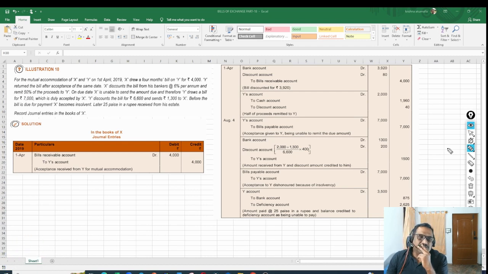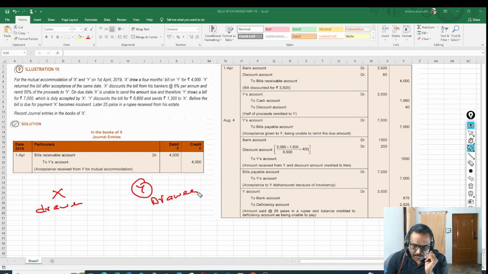For the mutual accommodation of X and Y, on 1st April 2019, X drew a 4-month bill on Y for 4,000 rupees. So who is the drawer here? X is the drawer and Y is the drawee. Are you clear? Then Y returned the bill after acceptance on the same date. So X drew the bill, Y accepted and sent that bill back to X.